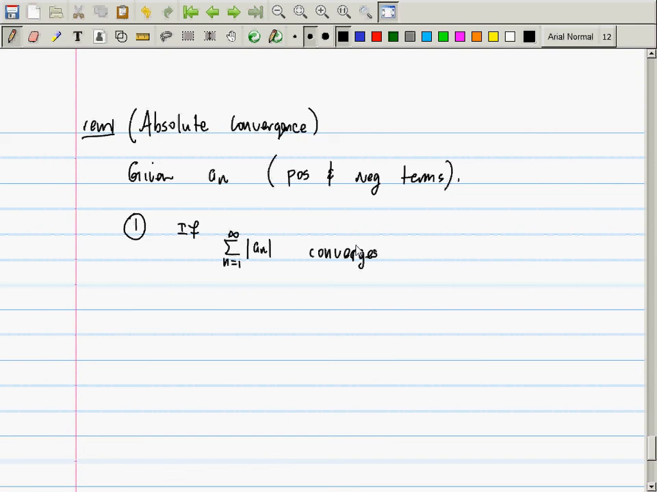Okay, so now what this condition is saying is that if you are given a sequence, it might be all positive, it might be all negative, it could be a mixture of positive and negative terms. So if you take that sequence, and for every term in that sequence you take the absolute value, so that you've switched all of the terms to be positive, and then you try and add them all up, and if that converges, then the sum from n is 1 to infinity of a_n, that is to say the series you were originally given, also converges, and it is said to converge absolutely.